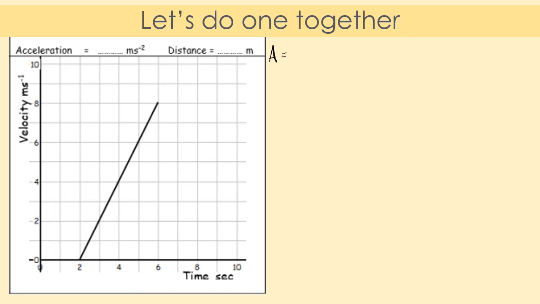So our acceleration equals, what does our acceleration equal on this graph? That's it, well done. It is our gradient. And our gradient, how do we work out our gradient? Yes, that's it. It's change in y divided by change in x. Well done. So we're going to work out our change in y first.